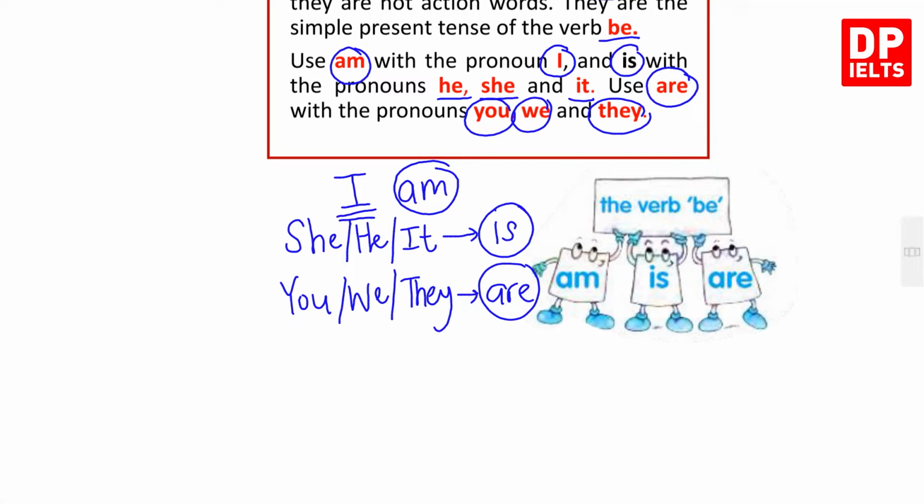My friends and I are good girls. நானும் எனது நண்பிகளும் நல்ல பிள்ளைகள் or நல்ல பெண்கள்.